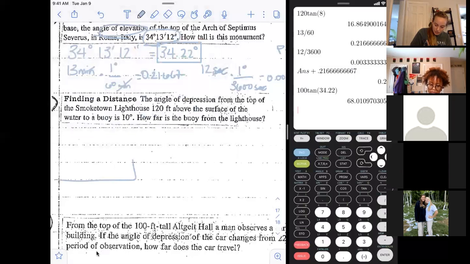Now we could get all bent out of shape, kind of like the tree problem we just did, where we're like, well, are we X amount of feet above the water? It doesn't tell us, so we're not going to make it harder than it has to be.